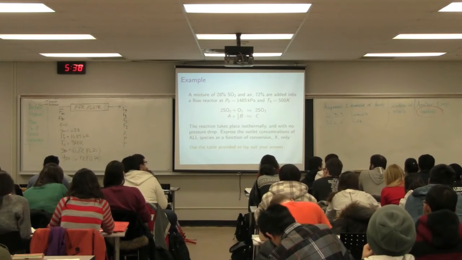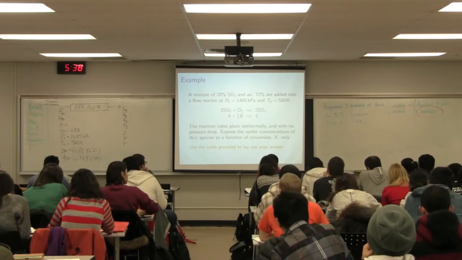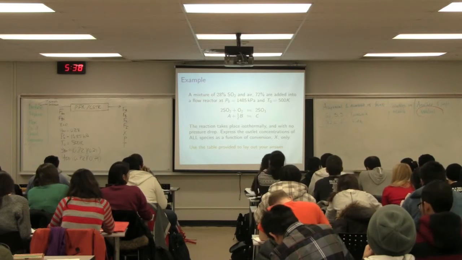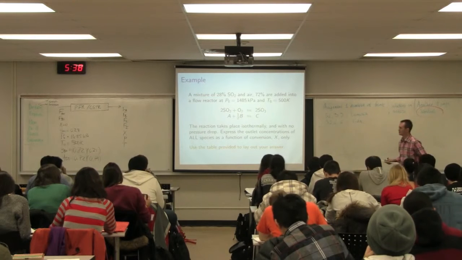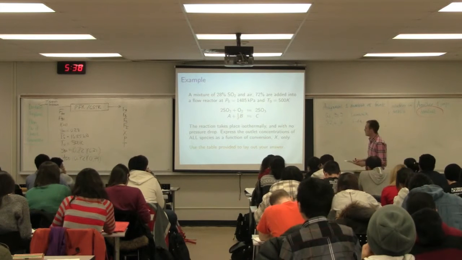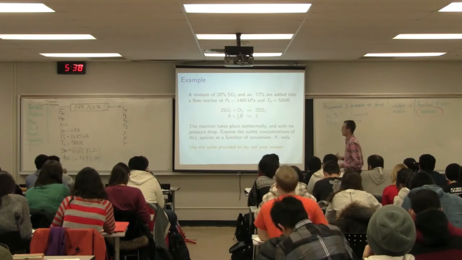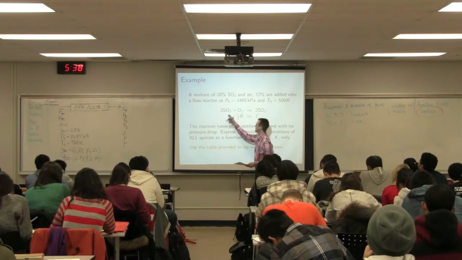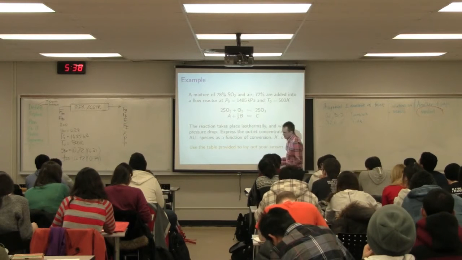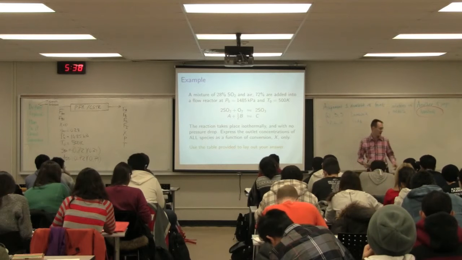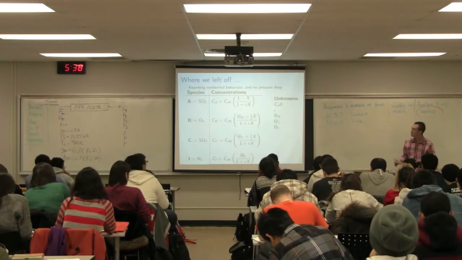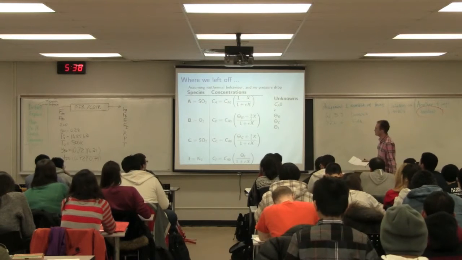And on that sheet I handed out last night, I gave you 6 steps to follow. The first step is to write out the reaction. The second step was to pick your basis, which we chose as SO2. And then we rewrote that equation in terms of our basis. SO2 was A. Step 3, we set up a stoichiometric table, which you have in front of you, and then we landed up with that final table over here.